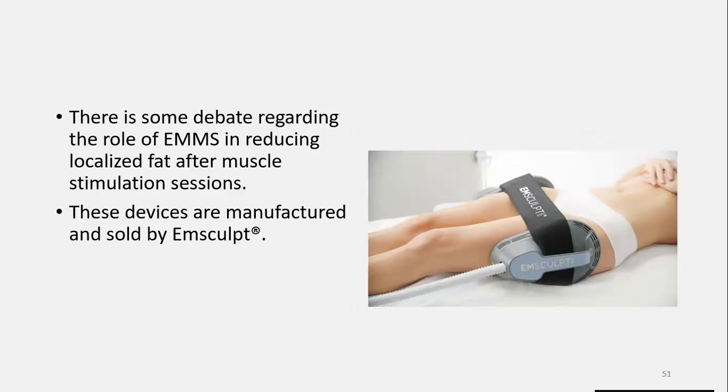There is some debate regarding the role of EMMS in reducing localized fat, as the fat lies between the skin and the muscle. So this is still a debate, and it is claimed that there is a reduction in fat by use of these machines. But even if there is no reduction in fat, the fat will be remodeled or contoured if these devices are used for muscle stimulation.